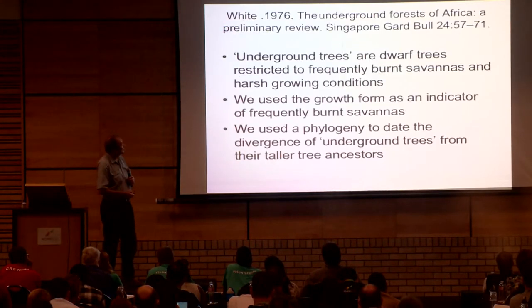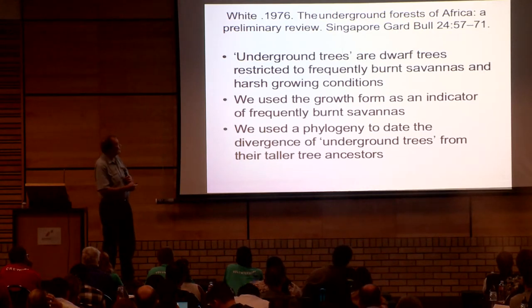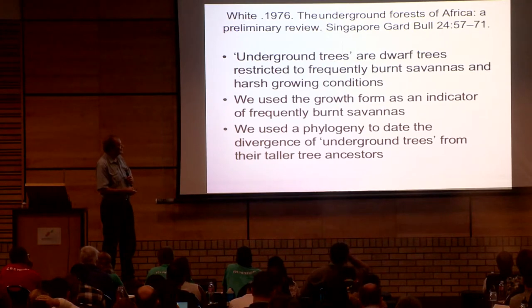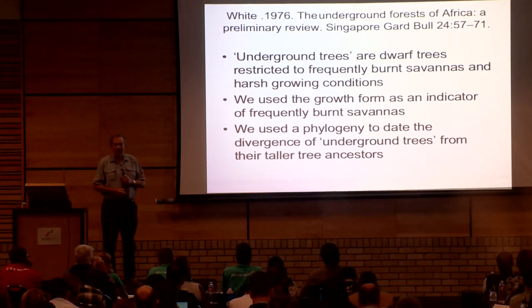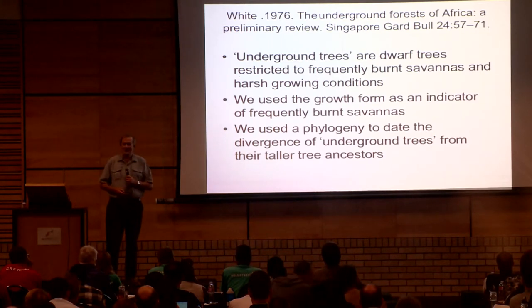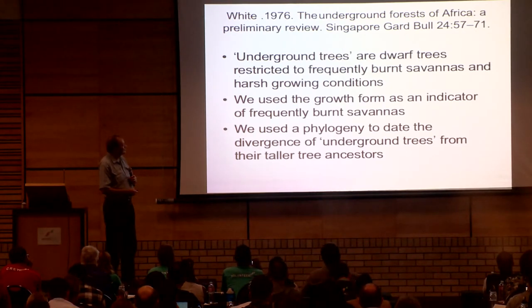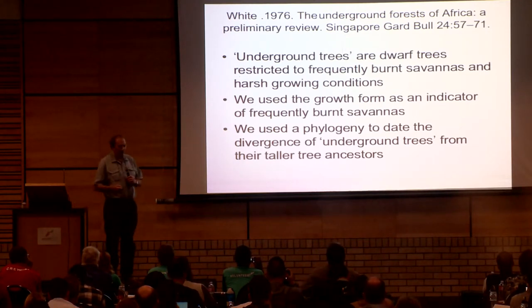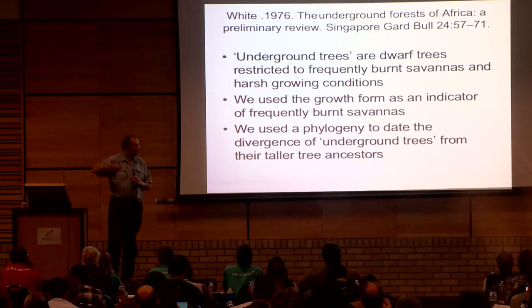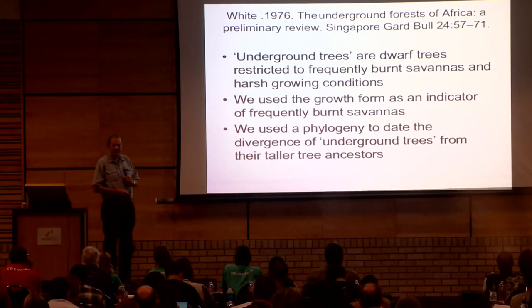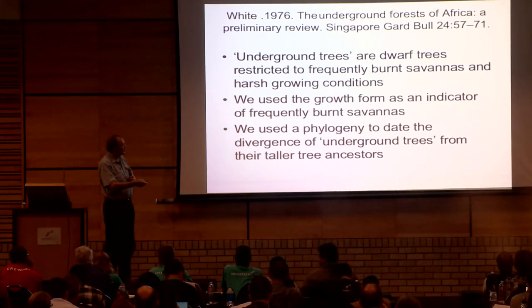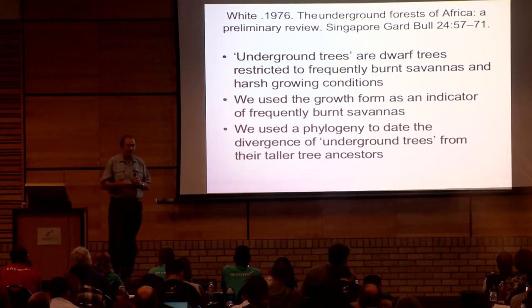Underground forests, that's amazing. Well, it comes from a classic paper by Frank White. We took the term from him, and it's in this famous, highly cited, high impact factor journal called the Singapore Garden Bulletin. Wonderful paper. And underground trees, which make the forests, are dwarf trees. They have closely related sister species that are tall trees. They're restricted to frequently burnt savannas, so they're a marker. We can use them as a key marker of a savanna that requires fire to maintain it, and they also occur in harsh growing conditions. So this was our indicator of when frequently burnt savannas evolved.